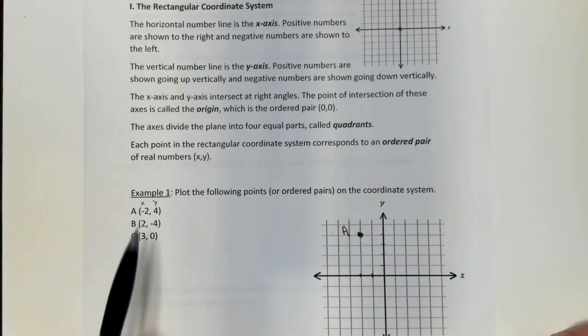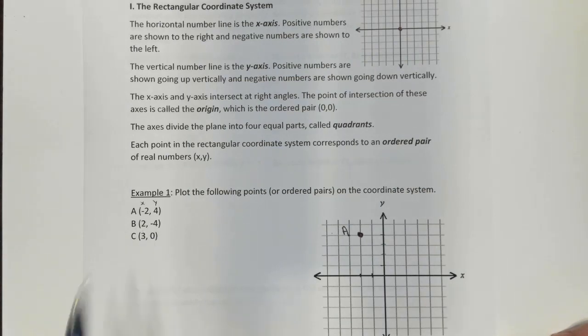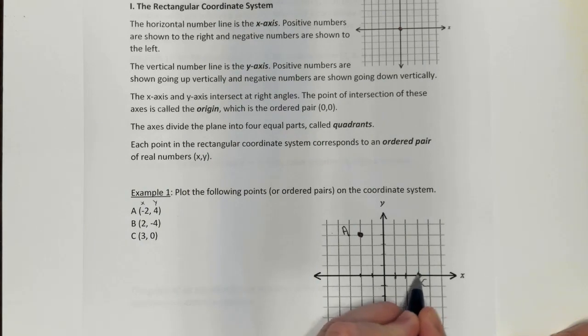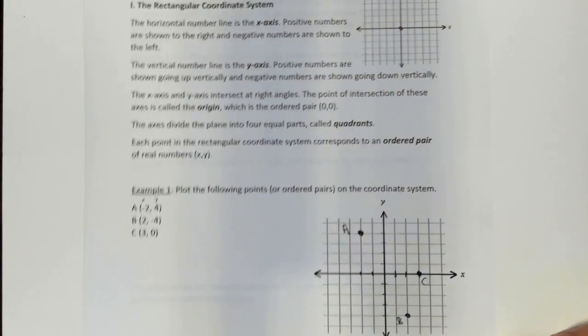All right, let's do another one. (2, -4). I just wanted to show you that these are different. So I'm going to go 2 in the x direction and then minus 4 in the y direction. So this is the point B. And then lastly, point C is (3, 0). So I'll go 3 in the x direction, 0 in the y direction. So this point right here on the x-axis is C.